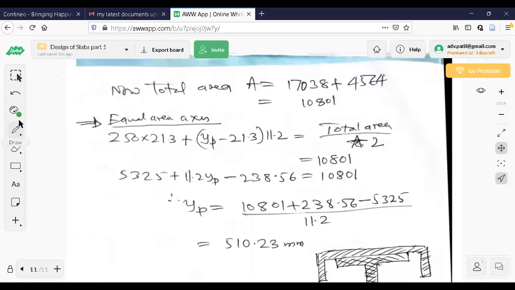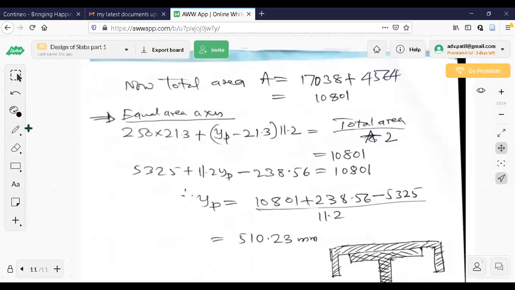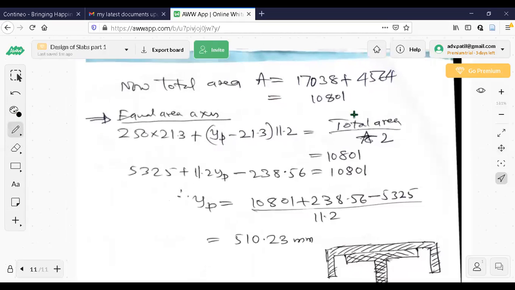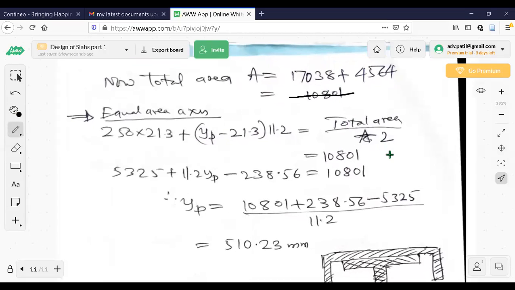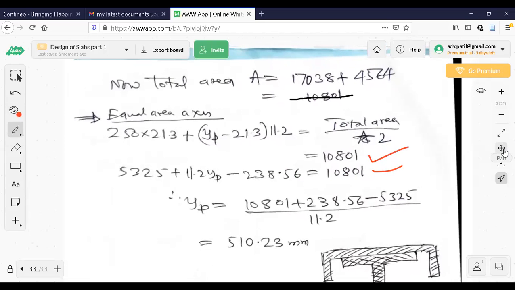Only at this place I committed a mistake. Rest all is correct. This total area by 2 is just calculated. You just calculate these two and divide by 2. Yes, sir, correct. It means a mistake was committed while writing. So this is correct now. There is no problem here. All calculations will be okay.